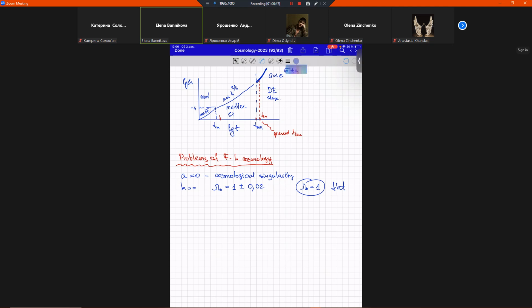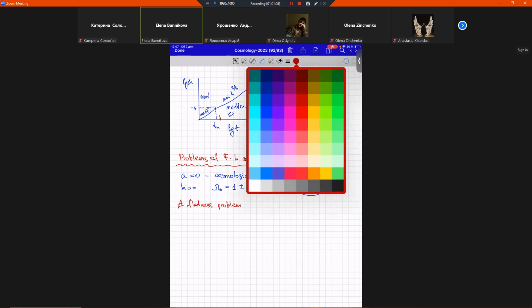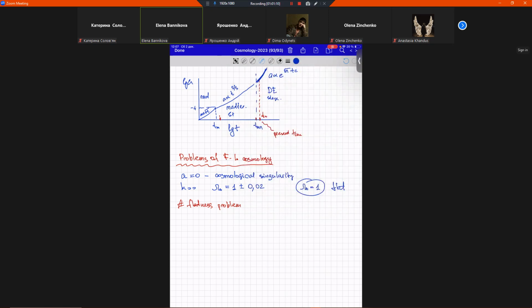So it's a very famous flatness problem. So the flatness problem, let's formulate the flatness problem. But first we need to see, if for now omega equal omega 0 equal 1, with which accuracy it should be in the past.